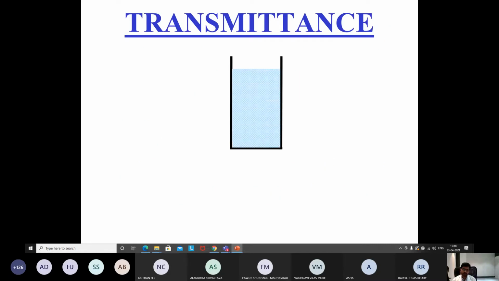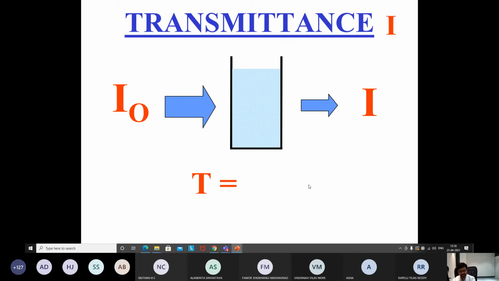So for transmittance, I am going to show the same thing in the schematic. This is the light which is passing through this solution, and some of the light gets absorbed in the solution and this much light will be transmitted. So T, transmittance, is the ratio between the transmitted light and the initial light. Percentage of transmission is given by the formula T into 100. T is the ratio between I and I0, and percentage transmission is T into 100.